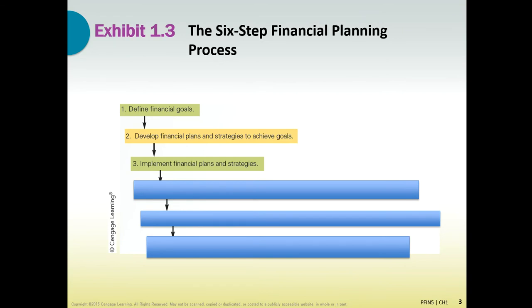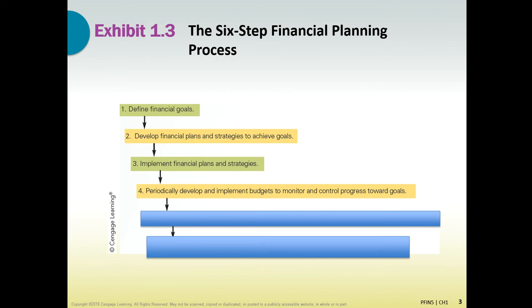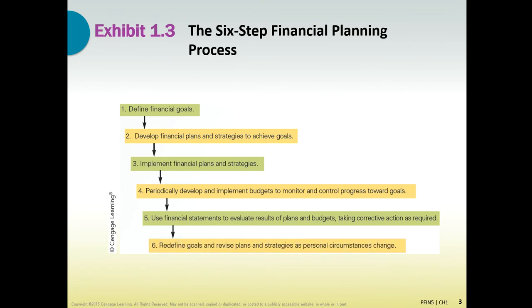But we're going to do these first 3 steps in this class. You're going to have a bunch of financial analyses and personal reflection to build upon when you leave this course, because when you implement them, things are going to go wrong. So you're going to have to periodically develop and implement budgets to monitor your progress. And when they go wrong, you're going to have to evaluate with the financial statements that we'll use why they went wrong and the things that you can do to correct them. And then once you correct them, you'll have to figure out how well you're still tracking towards your goals. You may have to redefine your goals and revise plans.